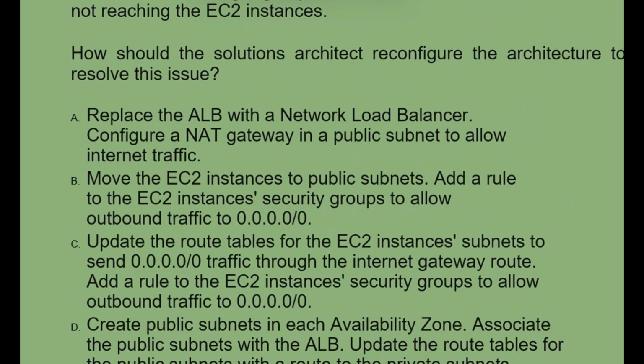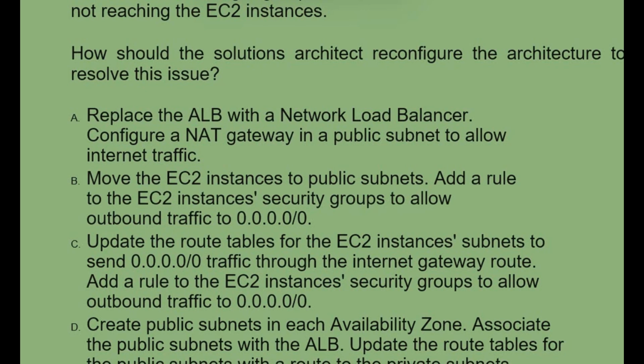Option A, replace the ALB with a network load balancer. Configure a NAT gateway in a public subnet to allow internet traffic. Option B, move the EC2 instances to public subnets. Add a rule to the EC2 instances security groups to allow outbound traffic to this. Option C, update the route tables for the EC2 instances subnets to send this traffic through the internet gateway route. Add a rule to the EC2 instances security groups to allow outbound traffic to this.